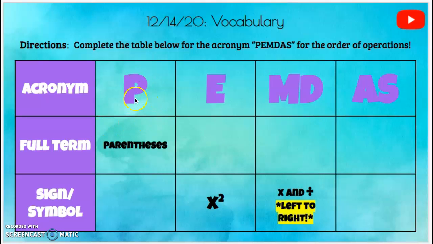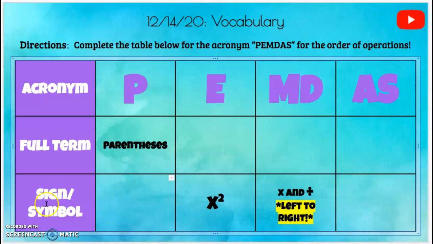All right, remember that P stands for parentheses. What do those parentheses look like, the sign or the symbol? Well, it's going to be these little guys. I'll do a couple more spaces in between there, and I'm actually going to make them bigger for us to see. So there's what our parentheses look like.